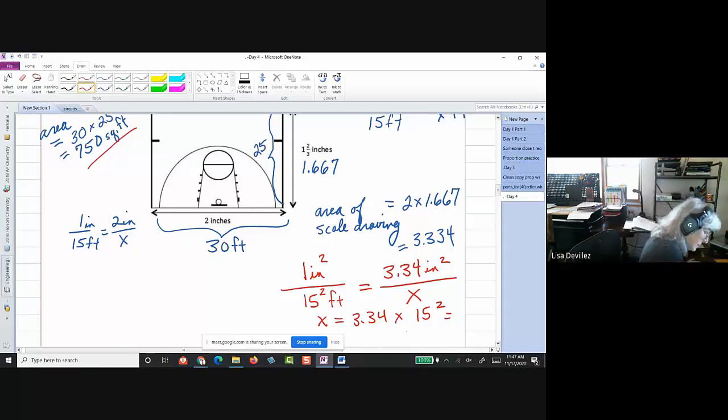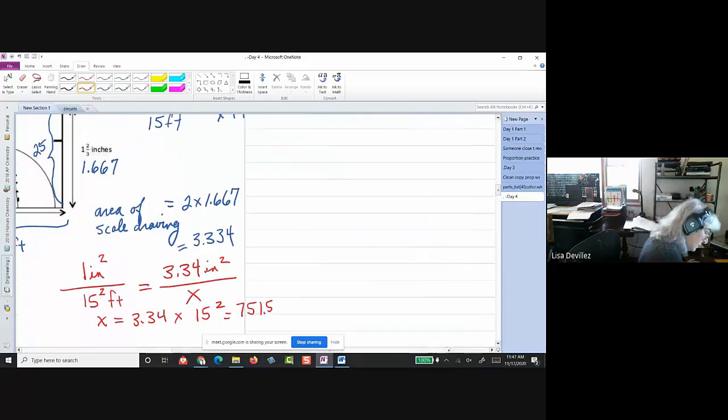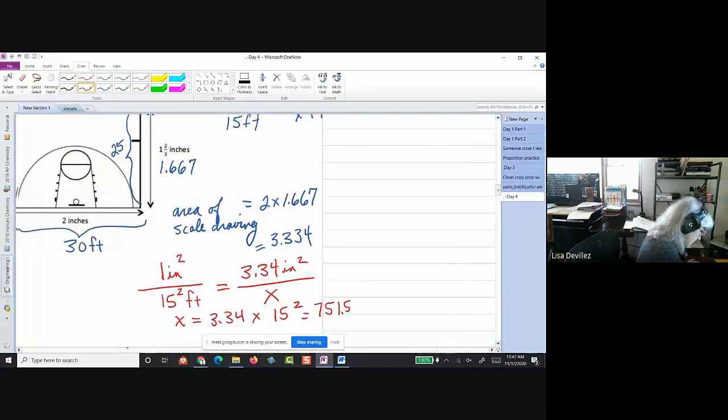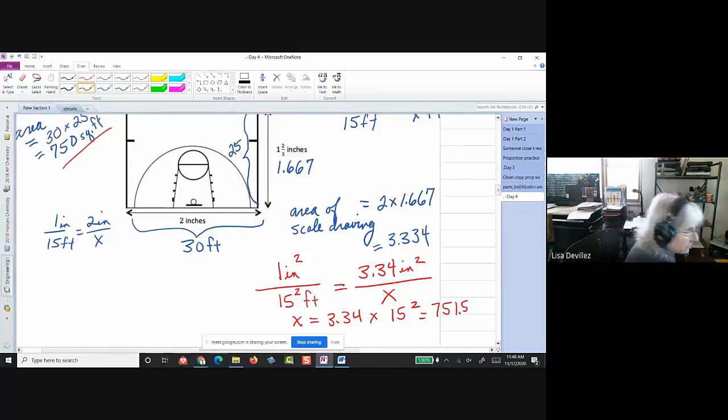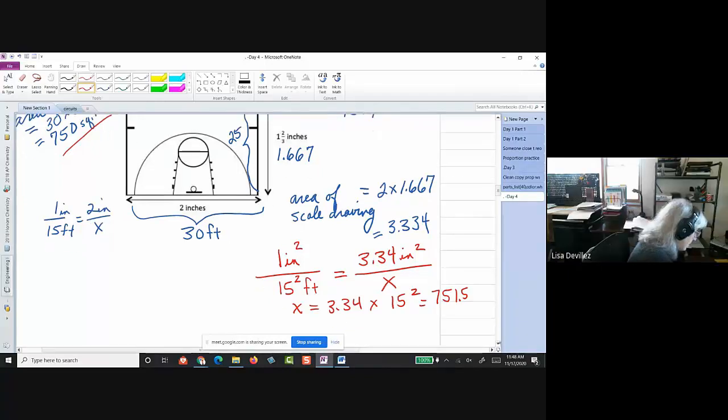Yeah, it's a little off, but that's probably rounding. It's giving me 751.5. So a little rounding difference there. But so that's two different ways that you can get the area of something using the scale factor. You can either use the scale factor on each of the dimensions and then multiply, or you can take the area of the scale model and then square the scale factor. So either way, we get about the same answer.